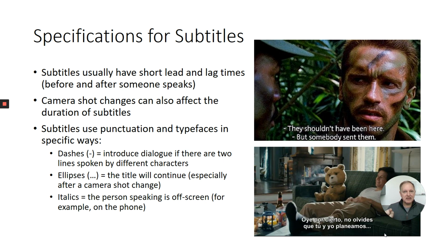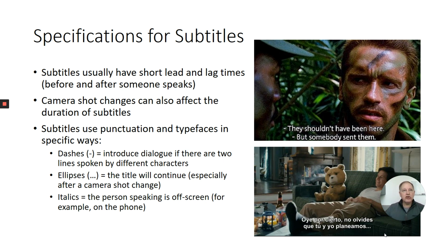Ellipses, the three dots, mean that the subtitle is going to continue, or the person's going to continue talking, and a new subtitle will be there. So you can see, I think this movie is called Ted, down here in the lower right-hand corner. You can see after the word planeamos, it goes dot dot dot. That's an ellipsis. That just means the same character is going to continue talking, and that's going to continue to another camera shot or just another two-line stack of subtitles.